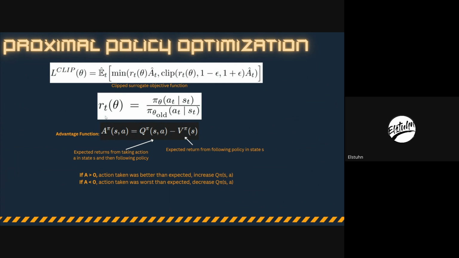So you don't have the cold hard truth of what the reward is that you get from taking an action A in state S. So you basically subtract these two, and if your advantage is a positive number, it just means that the action you took was better than expected. So you want to increase that even more, essentially. And if your advantage is a negative number, that means your action taken was worse than expected. And then you want to prevent that as much as possible.